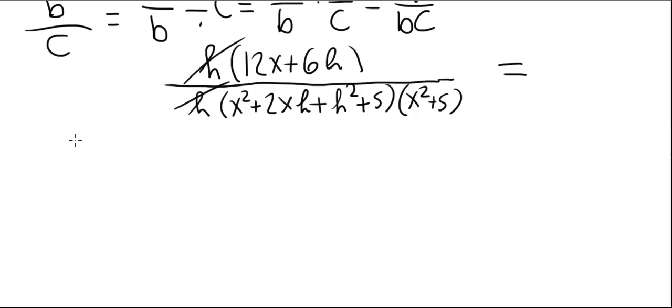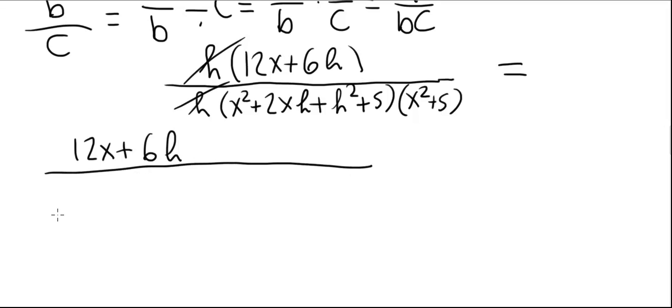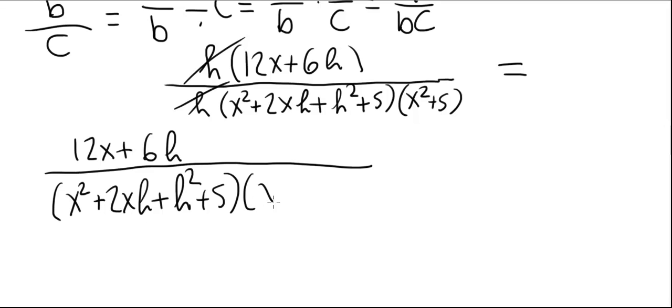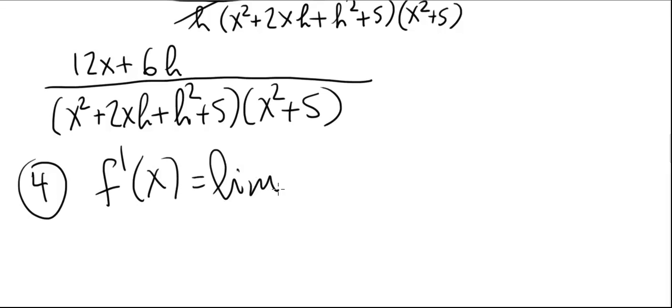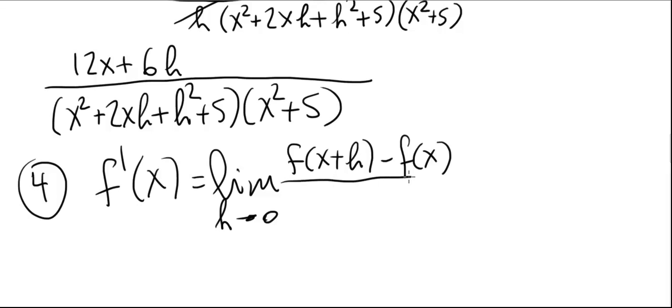So the end of step number 3 is 12x plus 6h divided by x squared plus 2xh plus h squared plus 5 times x squared plus 5. And that's the end of step 3. Now let's go to step 4, where we can compute the derivative. The derivative in step 4, recall, is defined by the limit as h goes to 0 of f of x plus h minus f of x divided by h.